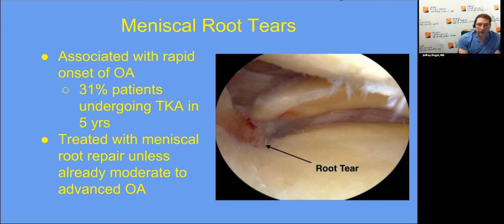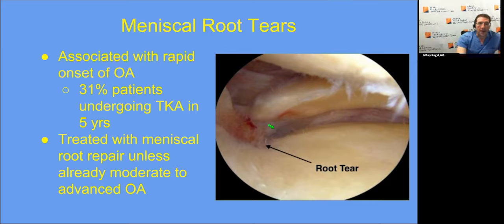What the data suggests is that about 80 to 90% of patients with a root tear will go on to rapid onset of arthritis within 5 years, with almost a third of them requiring a knee replacement. So this can be a devastating injury, or even without an actual injury, a devastating problem to have.